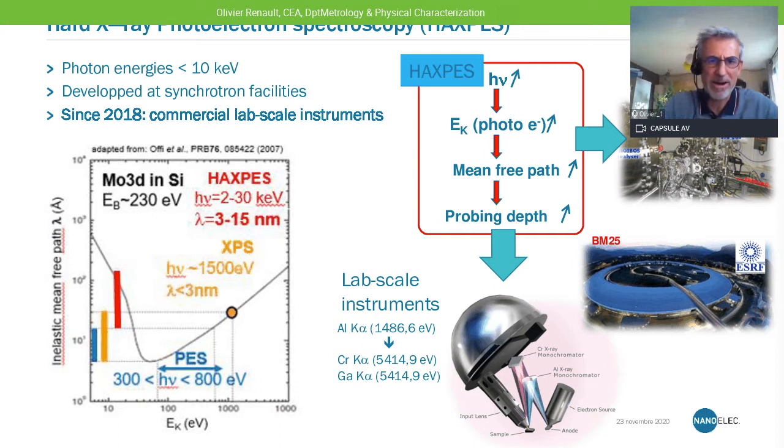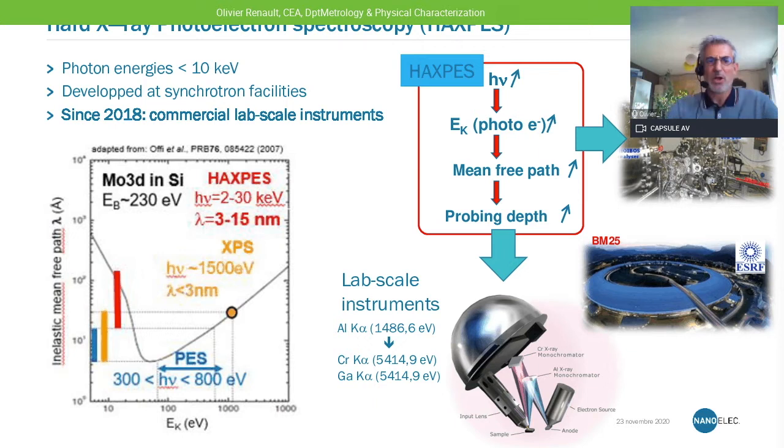So now let's explain why hard X-rays are very useful in photoelectron spectroscopy. We are talking about photon energies below 10 keV, typically, so relatively soft X-rays. Originally, this technique was developed at synchrotron facilities, but since 2 or 3 years, I would say, commercial lab-scale instruments are entering the game.